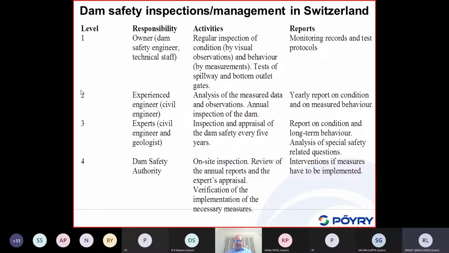This is level one, and it is very obvious that this is being done by the dam owner. Then we have level two, the inspection, where there is an experienced civil engineer, and he is looking into the measured data recorded by the owner. And he is doing an annual inspection of a dam. We say we do an annual inspection.